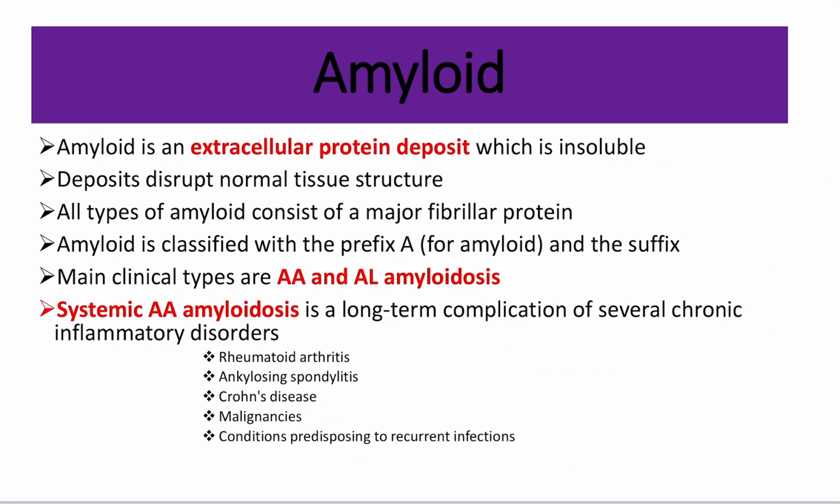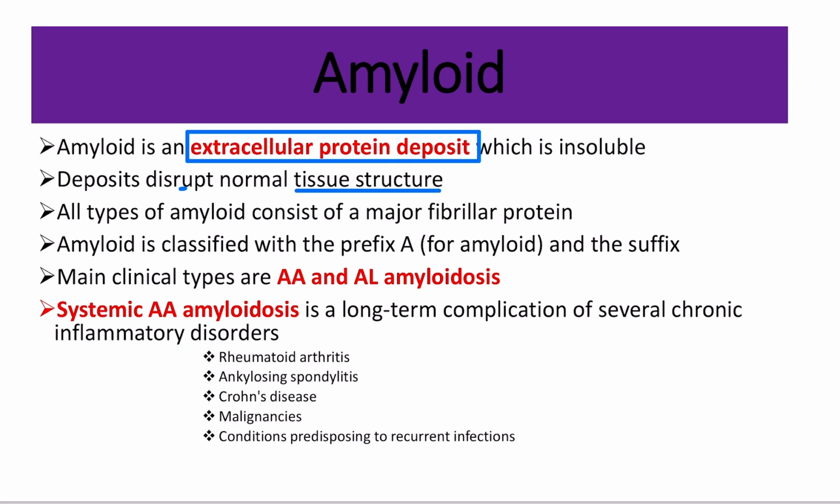What is the amyloid? Amyloid is the extracellular protein deposit which is insoluble. So amyloid is a special type of protein, and actually this is an abnormal protein. Our body produces a huge number of proteins in a day, but among them, some are malstructured, not the typical structure, which is a malformation, and this type of malformation is known as the amyloid.